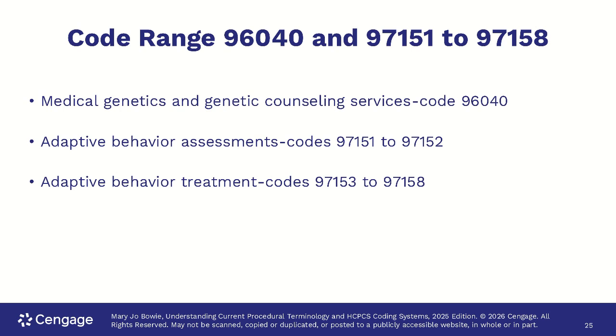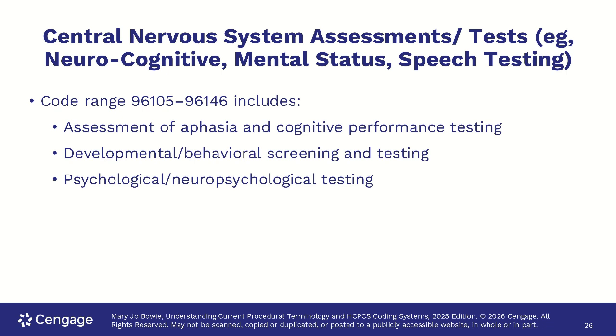All right, then we have code range 76040 and 97151 to 97158. This over here is for medical genetics and genetic counseling services. There's a lot of notes over there. We also have codes for adaptive behavior assessments and adaptive behavior treatment.